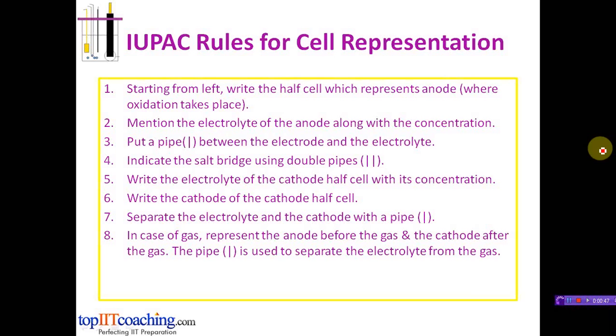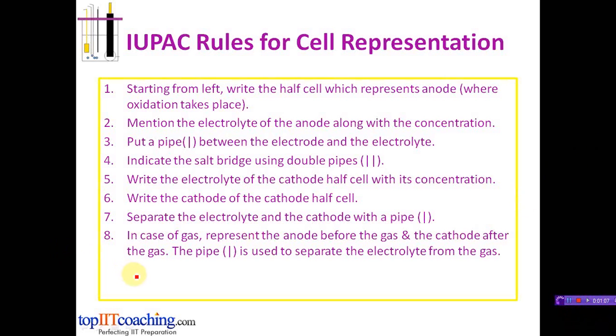First of all, we write the electrolyte of the cathode half cell along with its concentration. Then we use a pipe and then we write the cathode of the cathode half cell. In case a gas is used in the electrodes, we represent the anode before the gas and the cathode after the gas. Pipe is used to separate the electrolyte from the gas.